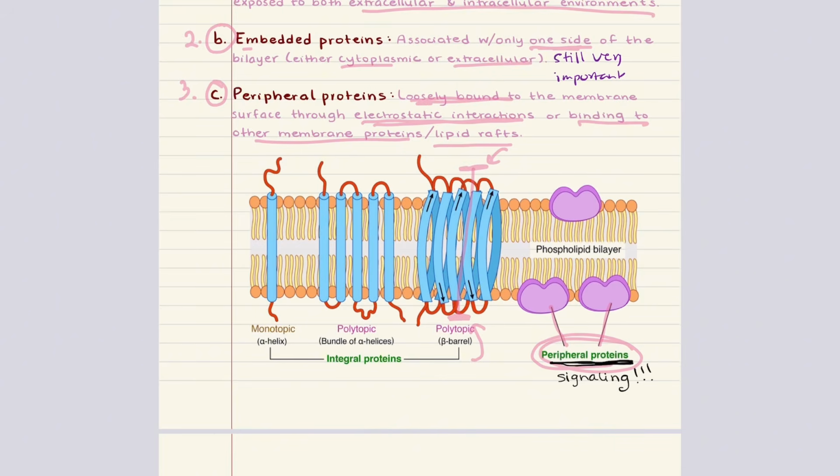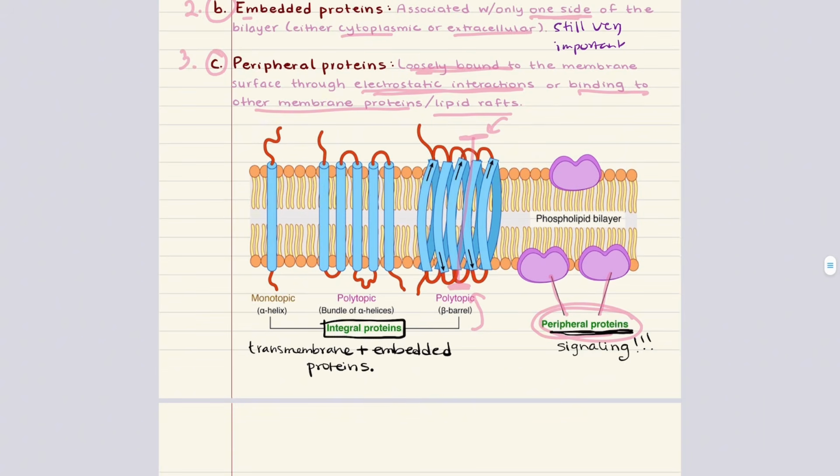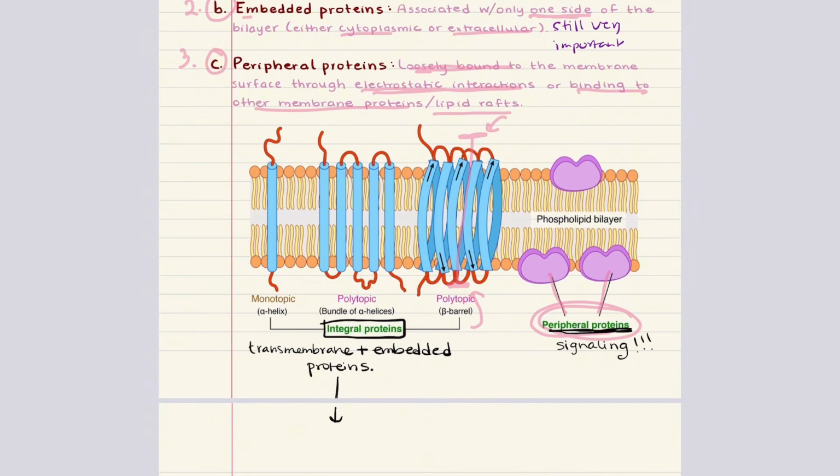Now, the term integral proteins is used to describe both transmembrane and embedded proteins. These proteins interact closely with the hydrophobic interior of the membrane, and they often require detergents or other special treatments to be removed from it. Because of their positioning, integral proteins are critical for functions like transport, signal transduction, and of course, structural support.